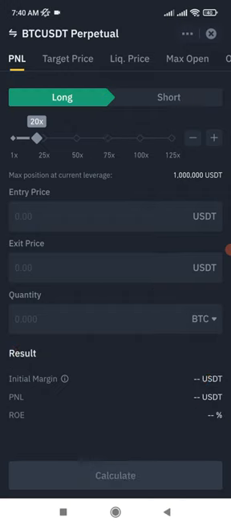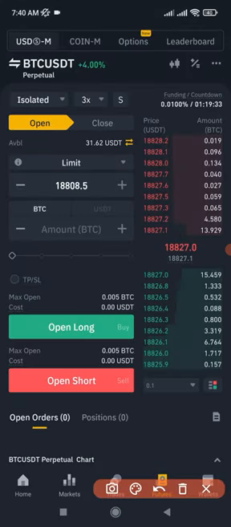I have a step-by-step guide on how to use the futures trading calculator. Make sure you check out the video in the video description or the video popping up at the top there. That will explain everything about trading using the Binance futures calculator. Then the three dots that you see here are where you can do additional settings on your Binance futures.